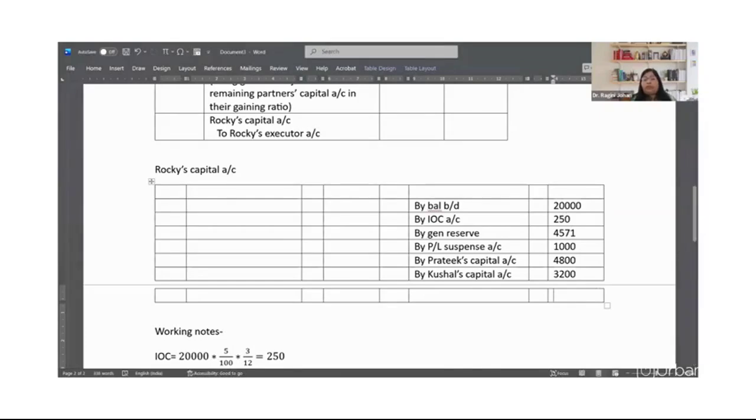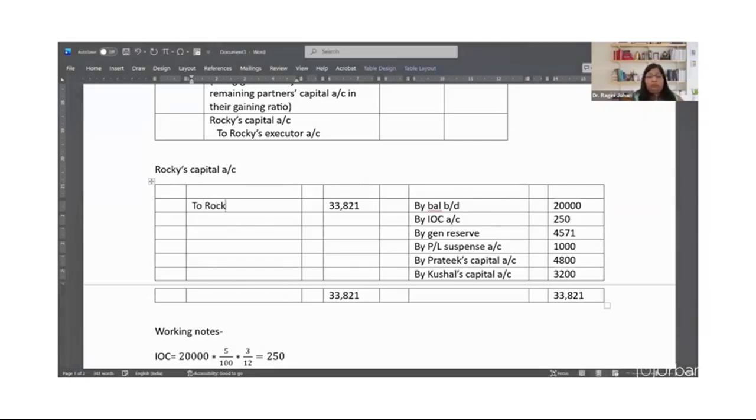So if we add all these together, how much do we get? We get 33,821. Now, had Rocky been alive and continued to be in the firm, what would have been written over here? We would have written to balance sheet. Had Rocky retired, we would have written to bank account. But since Rocky is deceased, what are we going to write here? We will be writing to Rocky's executor account.